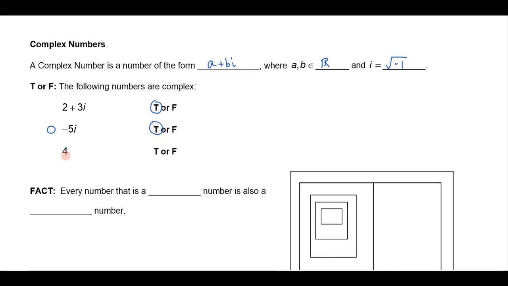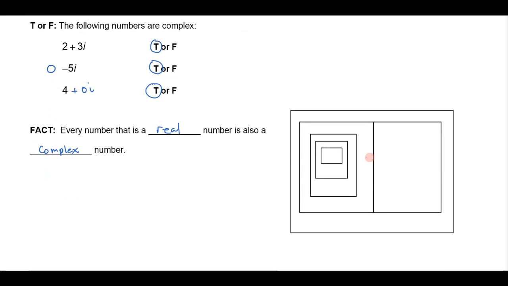Well, how about the number 4? Again, most students would think that's not a complex number until I write it like this, 4 plus 0i. And it comes as a little bit of a surprise, but in fact that is also a complex number. In fact, from this last example, you can see that every real number is automatically also a complex number. So the real numbers are actually contained within the set of complex numbers.